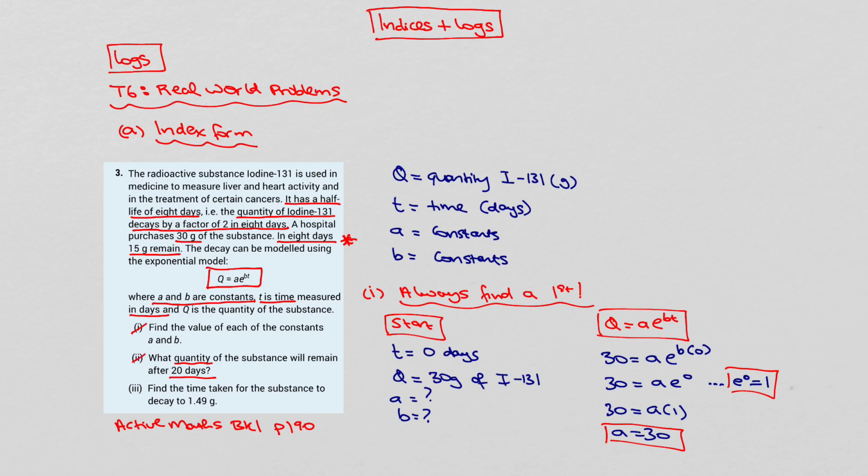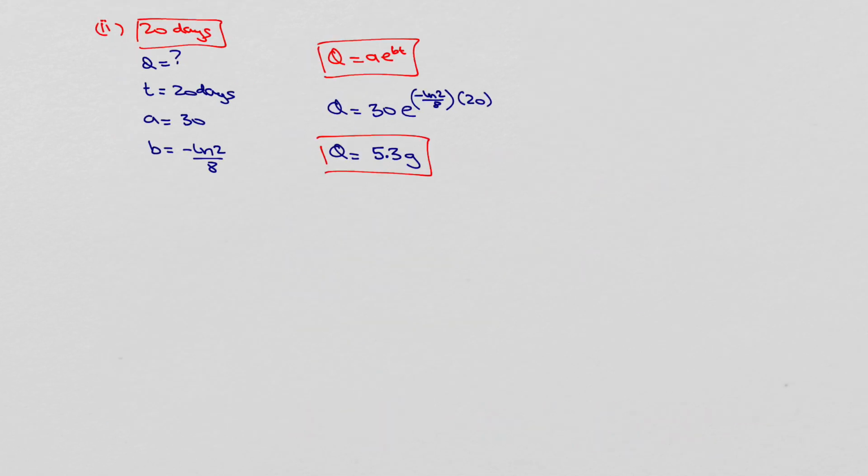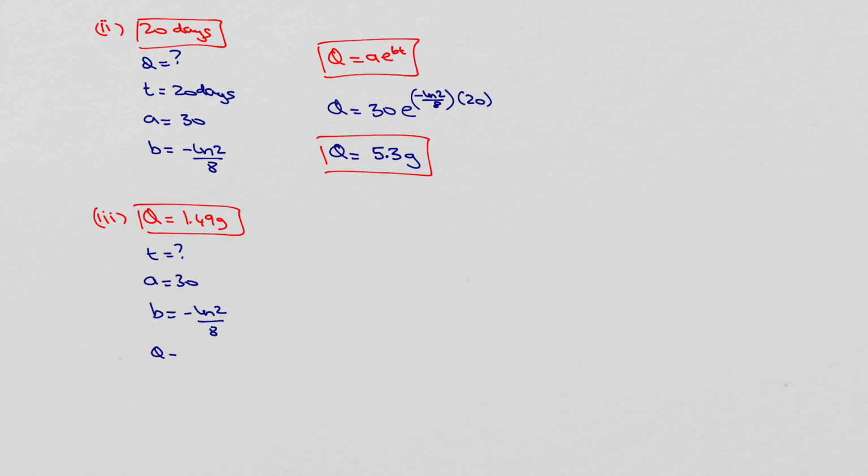So we can take that one off and we look at the third one, and it says find the time taken for the substance to decay to 1.49 grams. So this time we don't know the time, but we do know our quantity is going to be 1.49 grams. So our time is unknown. A is our constant 30, B is minus natural log of 2 over 8, and Q is 1.49 grams.